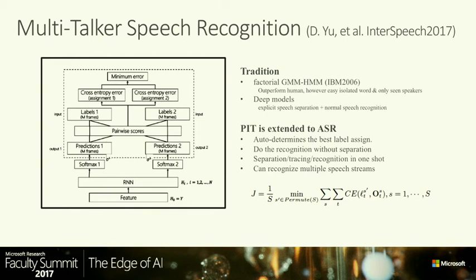Then, a similar idea is extended to multi-talker speech recognition. Previous methods can only do multi-talker speech recognition on the same speakers and with a relatively easy task, such as isolated word speech recognition. Normally you need an explicit speech separation plus a normal speech recognition module to do the whole pipeline. We extend the PIT training to speech recognition and evaluate the criterion at the cross-entropy level. It can do the separation, tracing, and recognition in one shot without any explicit separation stage. After the model training, the trained PIT models can recognize the multiple speech streams in the mixed audio simultaneously.